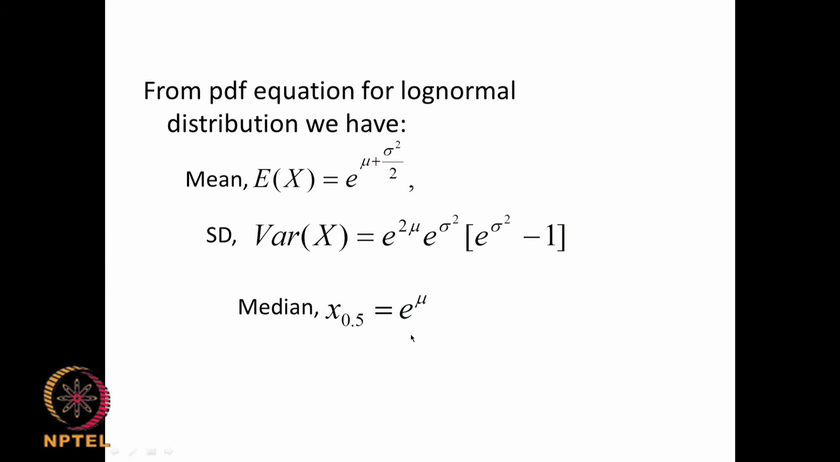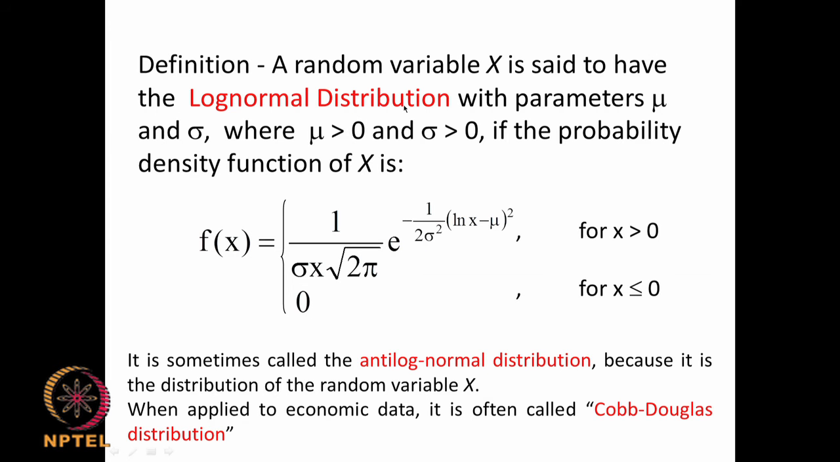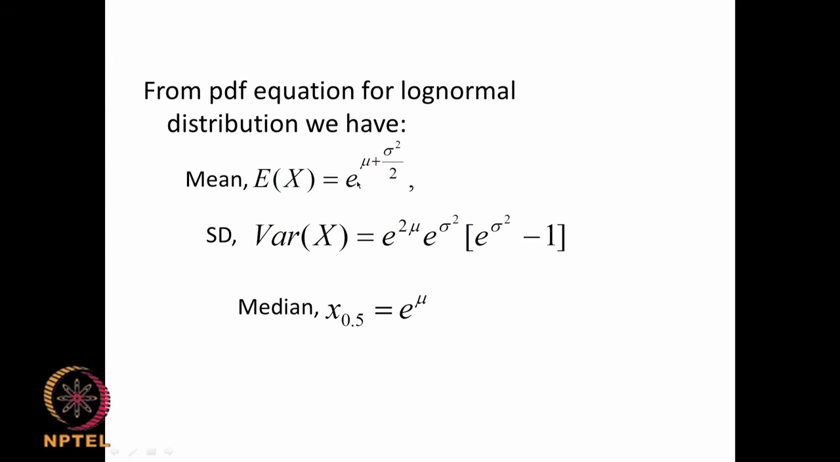The probability density function and distribution function are given for the log normal. The mean is given by e raised to mu plus sigma square by 2, where mu is your mean and sigma is your standard deviation, and the variance is given by e raised to 2 mu plus sigma square, times e raised to sigma square minus 1, and the median, that is at the 50% point, is given by e raised to the power mu.